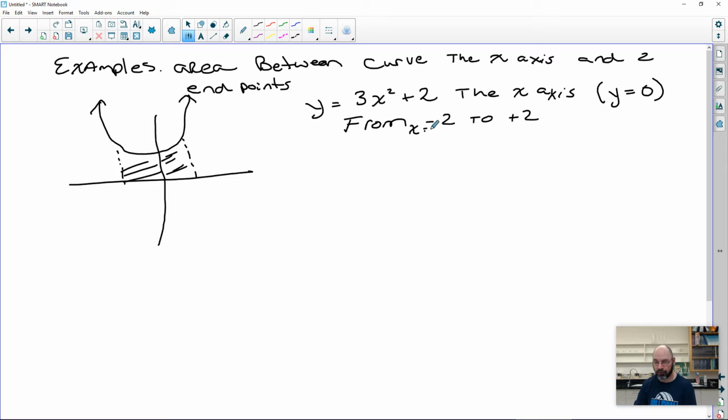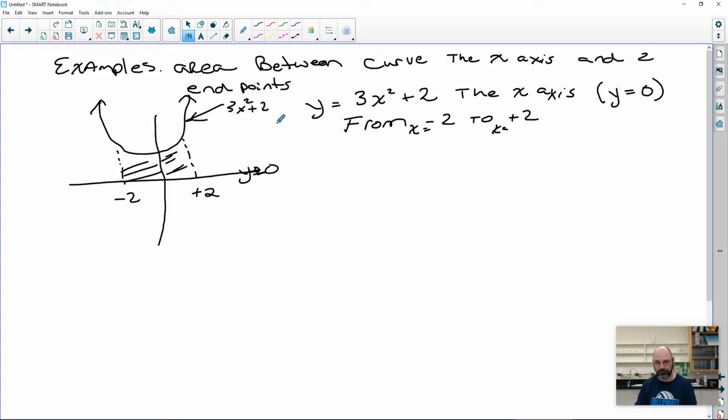X equals -2 to x equals +2. So this is -2 here, and this is +2. And this is y equals 0 right here. And this is 3x squared plus 2. Okay, we know that. How do I know it's above? How do I know that this is a square here? How do I know that this isn't going to cross the x-axis?